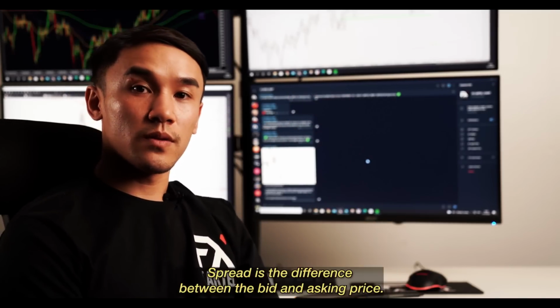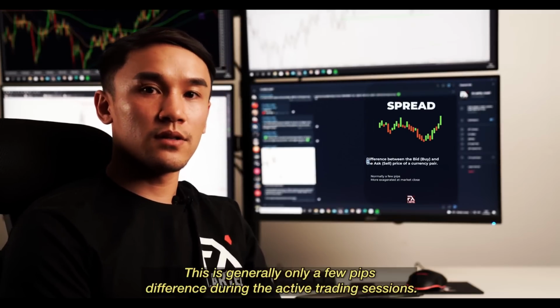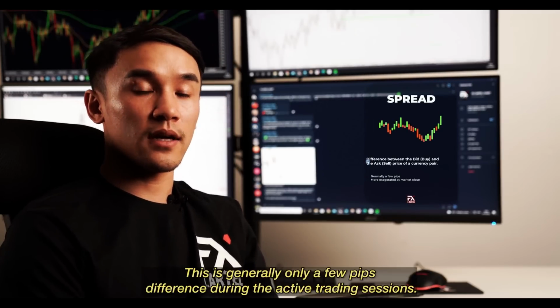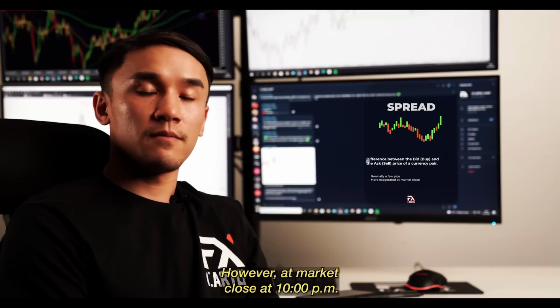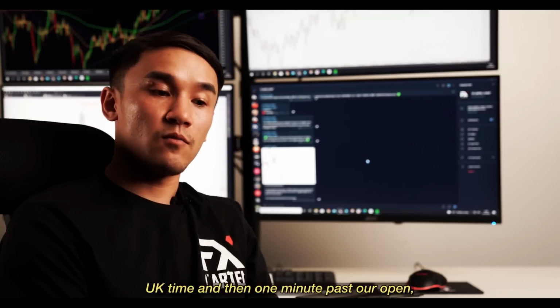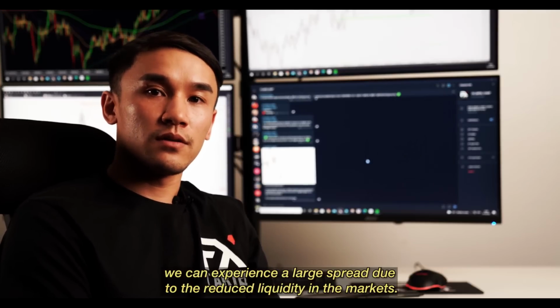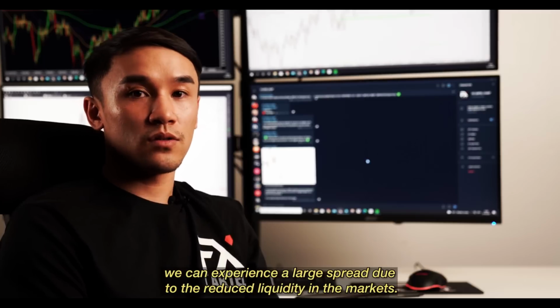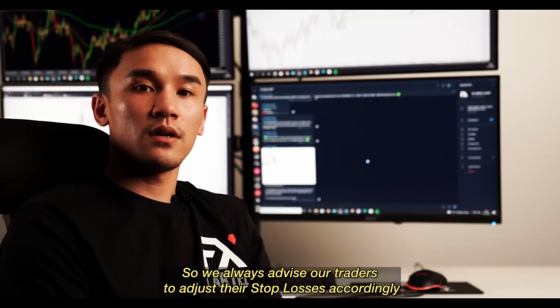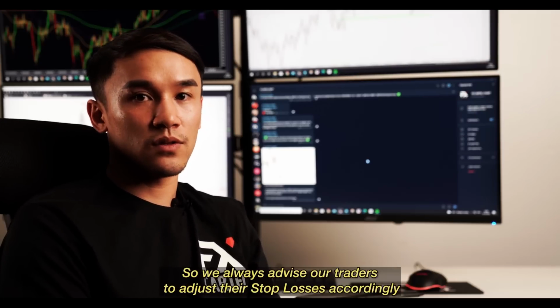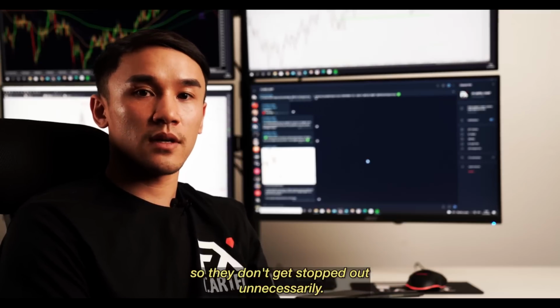Spread is the difference between the bid and asking price. This is generally only a few pips difference during the active trading sessions. However, at market close, 10 p.m. UK time, and then 1 minute past our open, we can experience a large spread due to the reduced liquidity in the markets. So we always advise our traders to adjust their stop losses accordingly so they don't get stopped out unnecessarily.